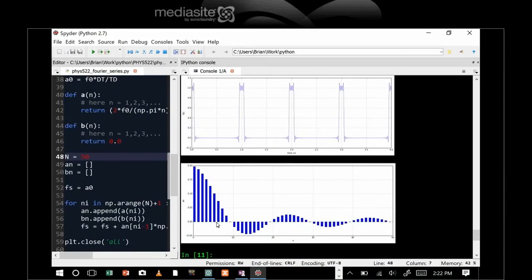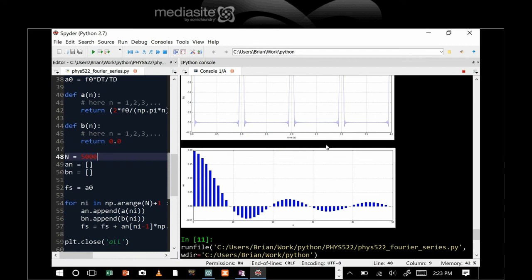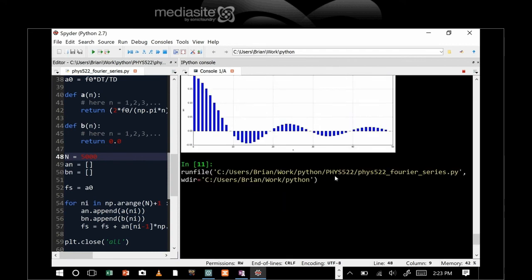And again, what does this bar graph represent? This represents the a sub n's. And you notice that as you go further out and higher, they get smaller and smaller, as we expected, because all the a sub n's are directly proportional to n. But even for 500 terms, or even, goodness, 5,000 terms, let's see if that even works, there's still going to be non-zero a sub n terms.